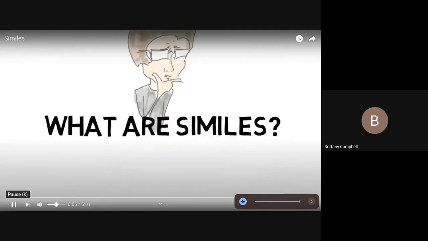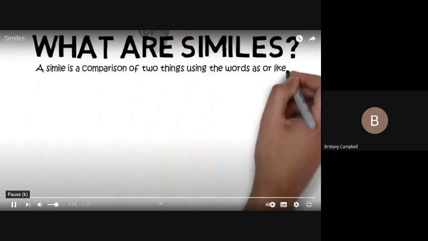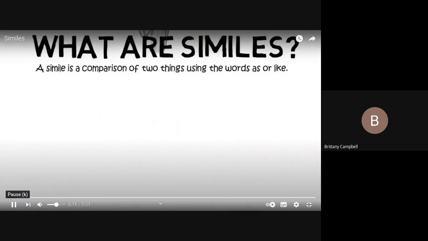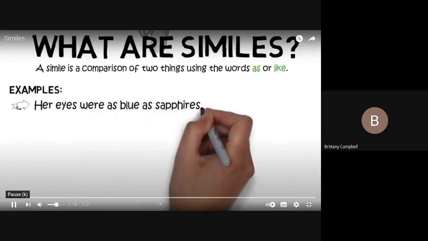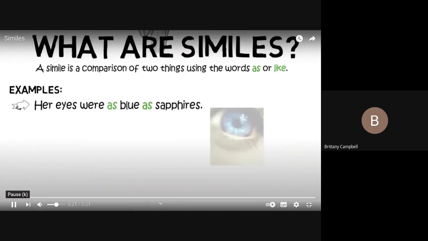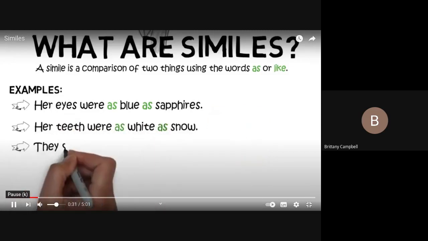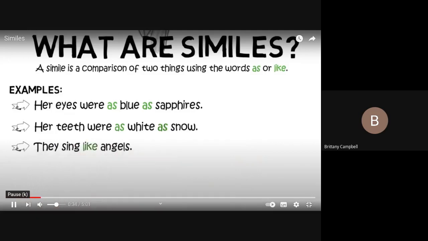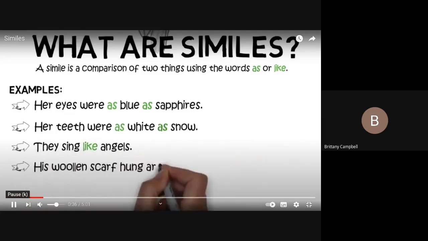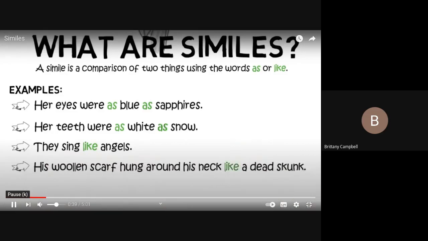So what are similes? A simile is a figure of speech. It's a comparison of two things, usually using the words as or like. So here's some examples. Her eyes were as blue as sapphires. So it compares her eyes to sapphires. Her teeth are as white as snow. They sing like angels. His woolen scarf hung around his neck like a dead skunk.